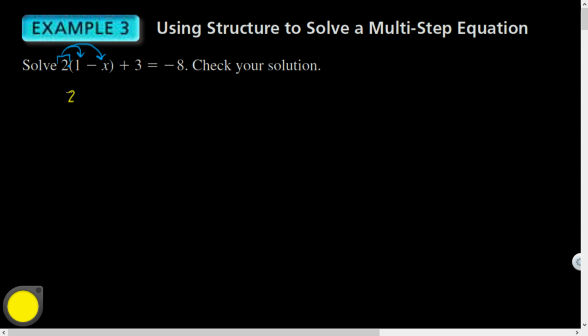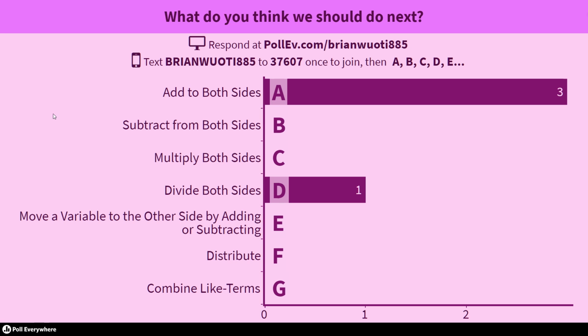So let's see. 2 times 1 would be 2. 2 times negative, I could view this as negative 1x, is going to be negative 2x. This plus 3 is still hanging out, and I've got equal negative 8. So this distribution step is part of my simplifying before I start solving. And actually, even for our survey, people notice that distribute is an option that I have here.